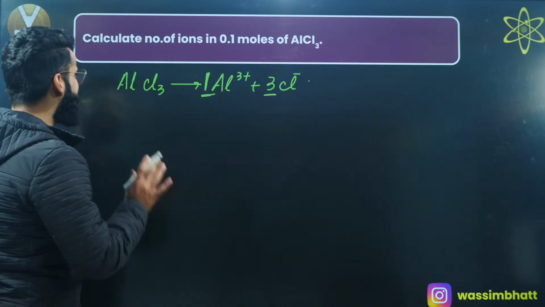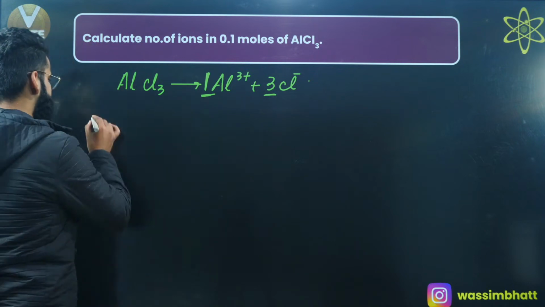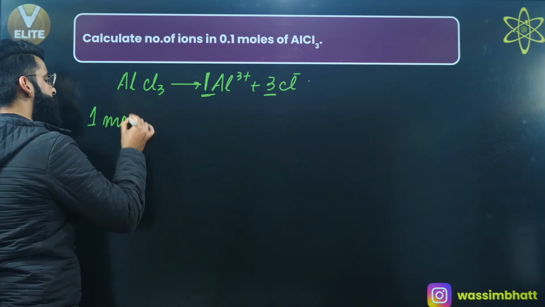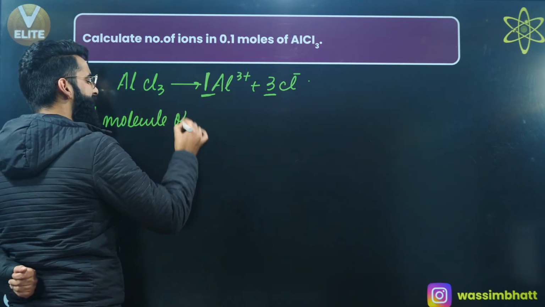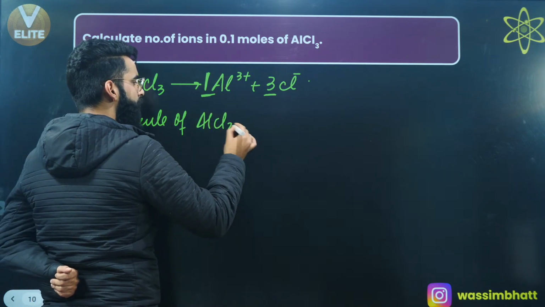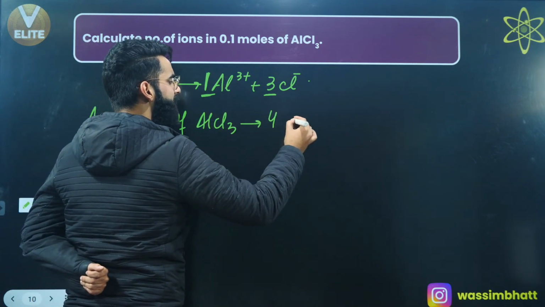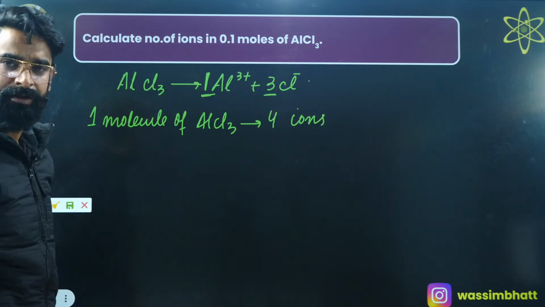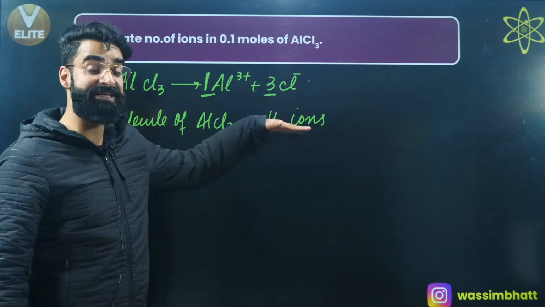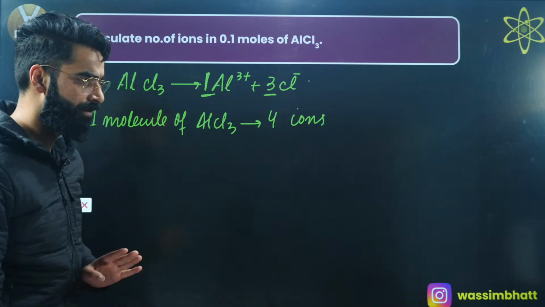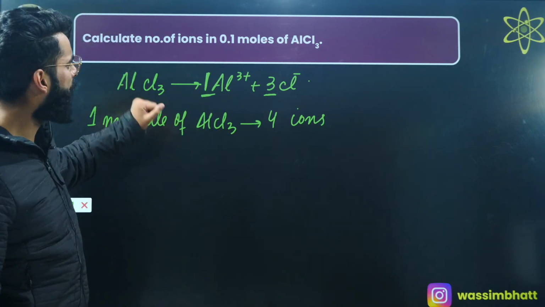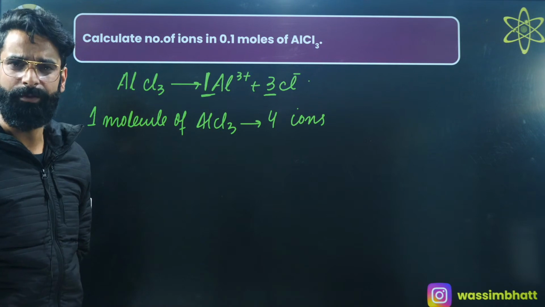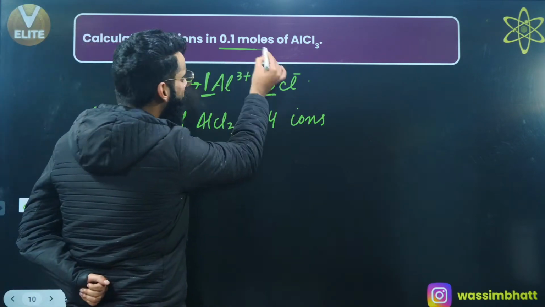So I'll be clearly writing one statement: one molecule of AlCl3 furnishes 4 ions in total. Right? Okay, I got to know one molecule of AlCl3 furnishes 4 ions in total. If I ask you how many molecules of AlCl3 we have in total, we are already given the moles of AlCl3.